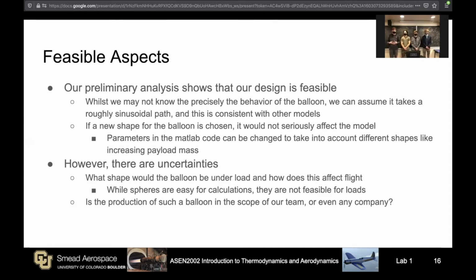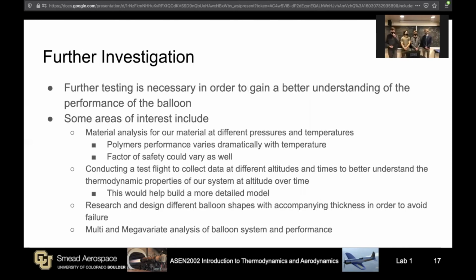However, there still are some lingering uncertainties. What would the shape of the balloon be under load, and how does this affect flight? And is the production of such a large-scale balloon in the scope of this team, or even any company for that matter? So further investigation is necessary in order to gain a better understanding of the performance of the balloon.